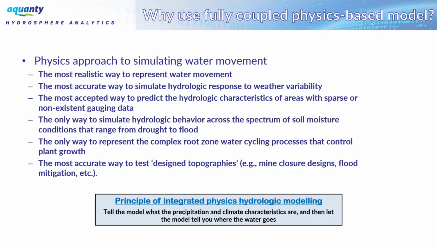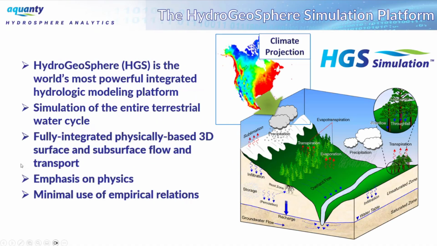Precipitation data is directly observable and measurable. There's very little uncertainty in precipitation rates compared to, for example, groundwater infiltration rates. We just rain on the model and let the water flow where it may. Let the model tell us where the water goes. We don't have to overly constrain the model with boundary conditions in that sense. So this is what HydroGeoSphere is all about.